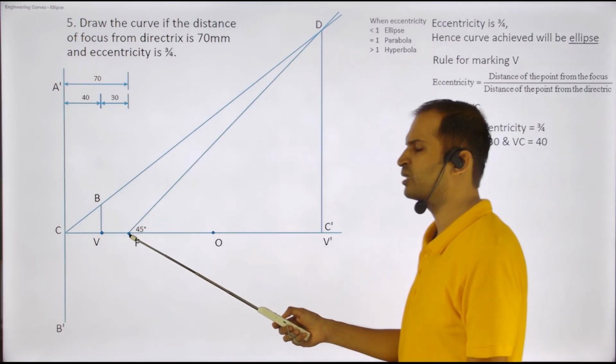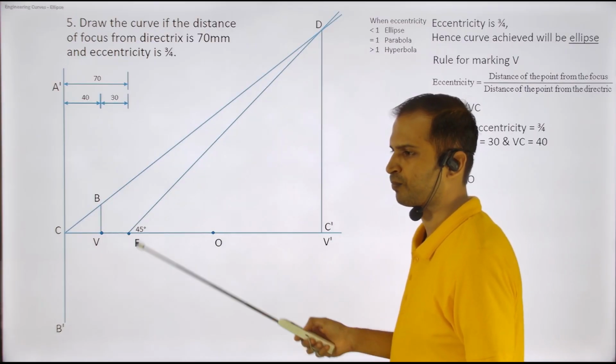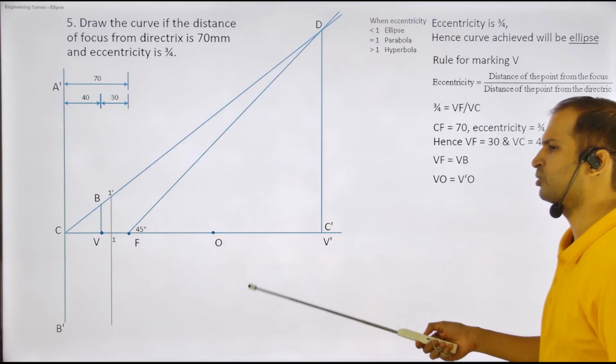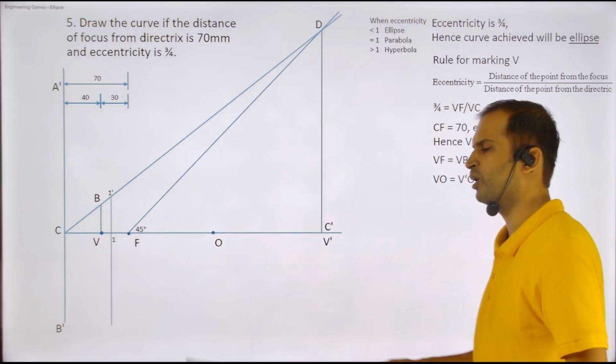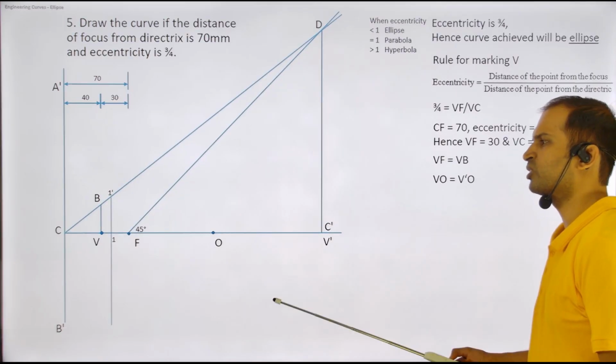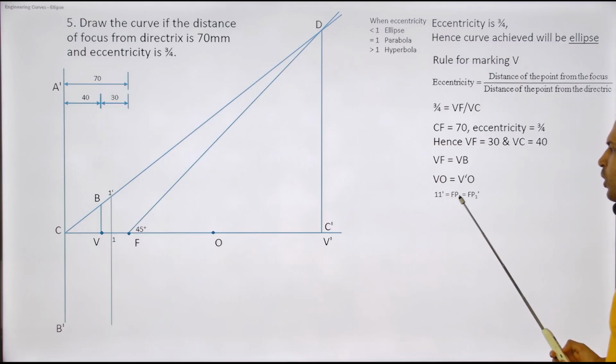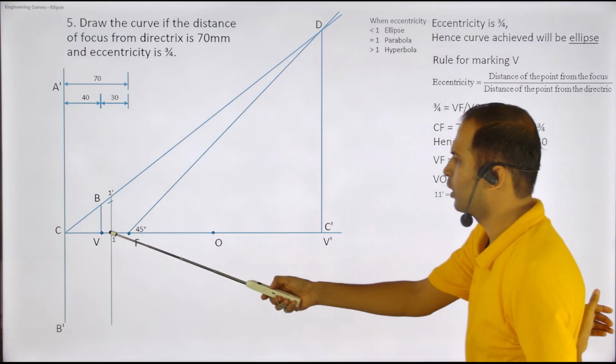That's the method for making an ellipse. Now divide the lines into some random points. Do the same method. I'm going to take 1, 1 is equal to FP1. So the 1 to 1 distance.